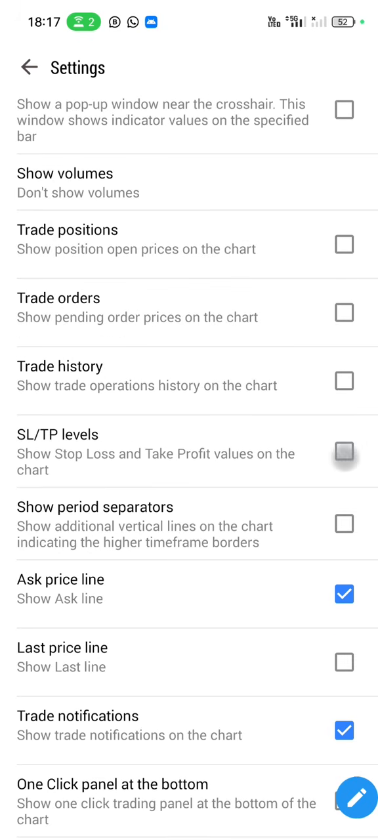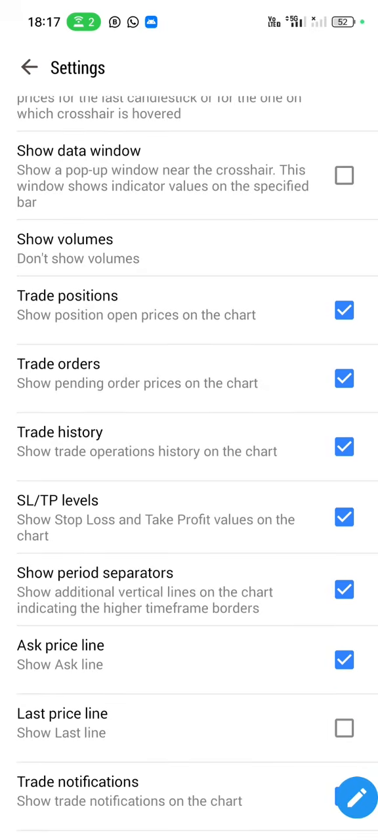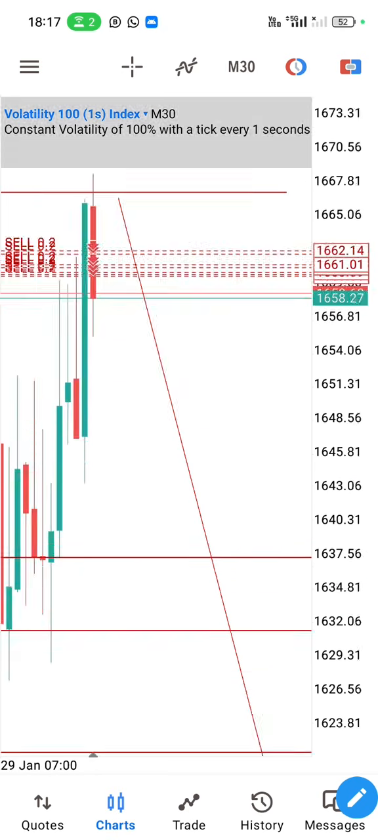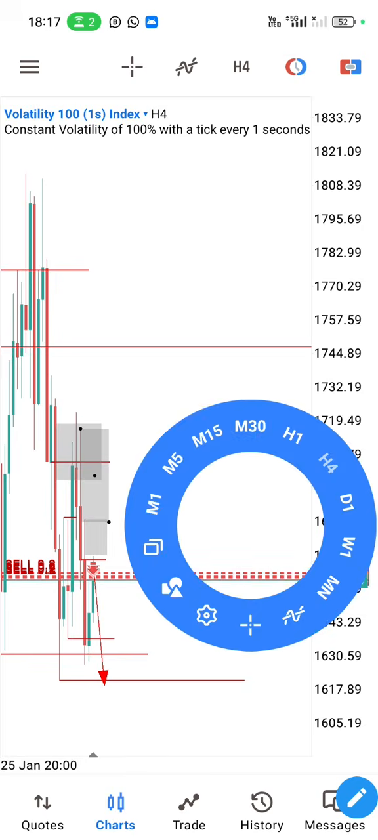So let me just turn on the stuff back, and you can tell where I entered there. Yeah, it's not far off from the OB. I was late a bit, but then it's still okay. So I want you to see this.